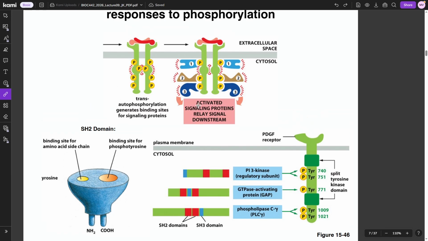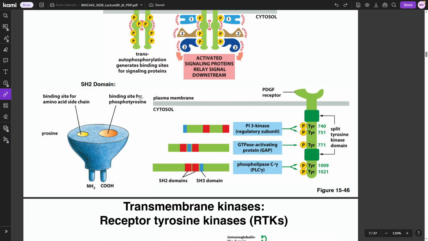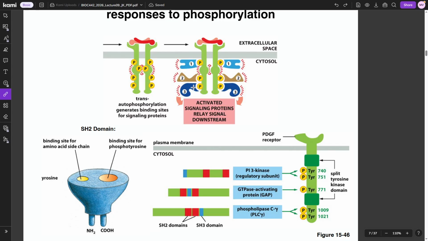So, like we said here, trans-autophosphorylation generates binding sites for signaling proteins. It's called trans-autophosphorylation because both of these basically phosphorylate themselves. So this guy basically phosphorylates this guy, and this guy basically phosphorylates that guy. So they phosphorylate each other. So phosphorylation here, phosphorylation here. Okay. So, yeah, like I said, the SH2 domain is specifically like this interaction here.